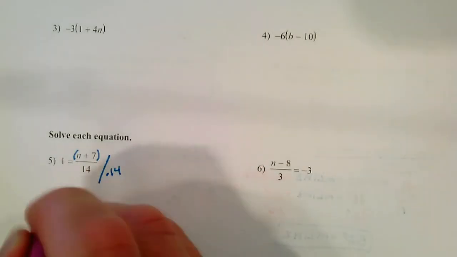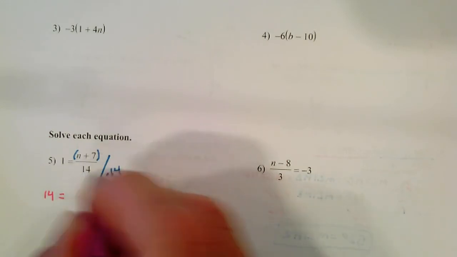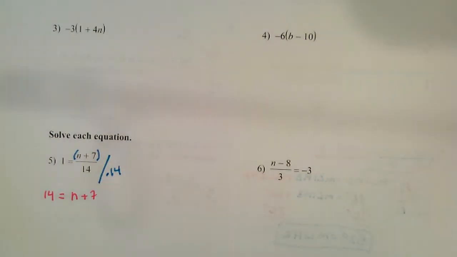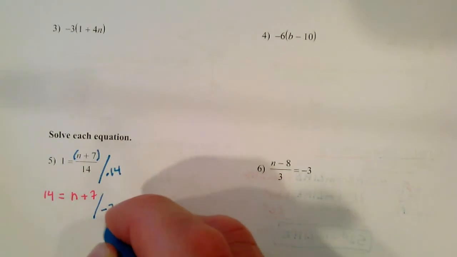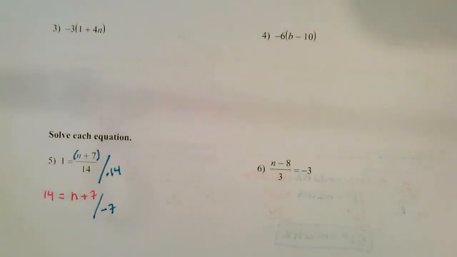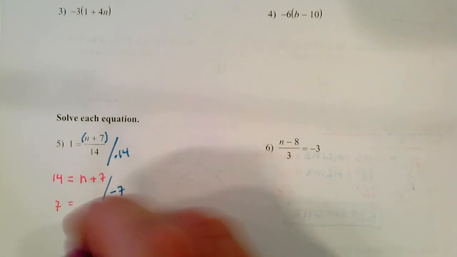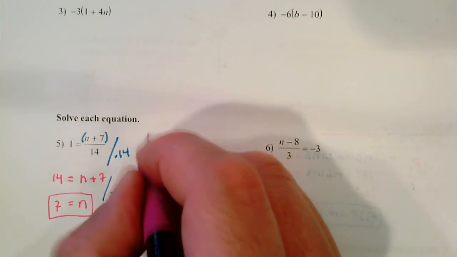We end up with 1 times 14 is 14. And whatever this is, divided by 14 times 14 is just that number. Now, we're going to subtract 7 from both sides. Just a little note there about what we're doing. And we've got 14 minus 7 is 7, and n plus 7 minus 7 is just n. So n is 7. Let's go back and check.